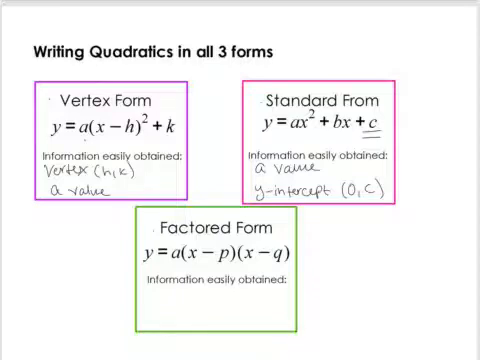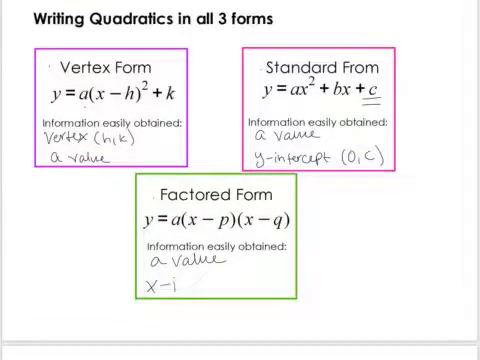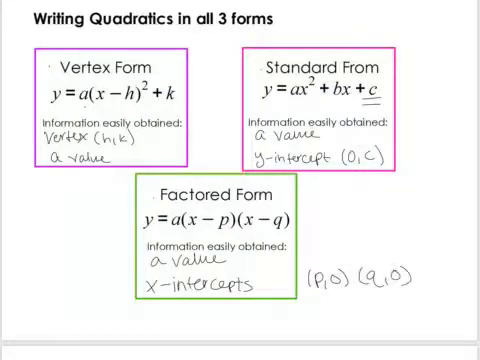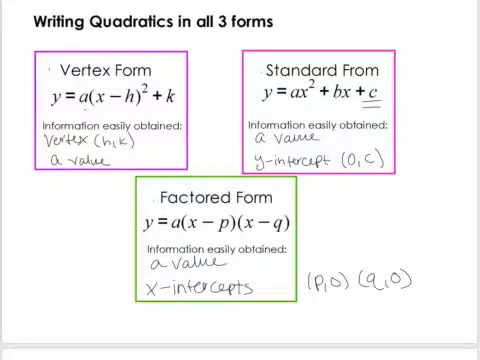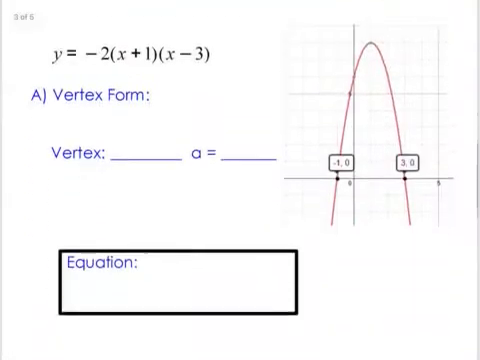Last but not least is factored form, y equals a times x minus p times x minus q. Well, information easily obtained, again, still the a value. And then our x-intercepts, right? Our x-intercepts, which are the points (p, 0) and (q, 0). So those are our three forms. So we're just going to take another look at them. Again, all of this information is review. So try and make those connections back to our previous lessons.